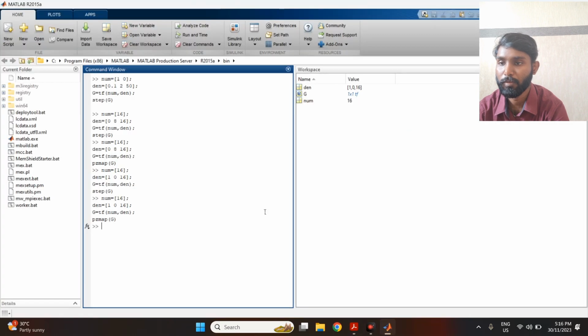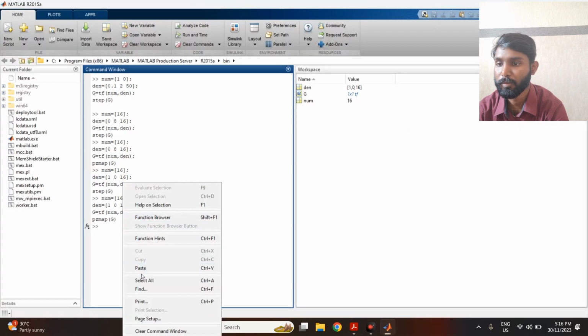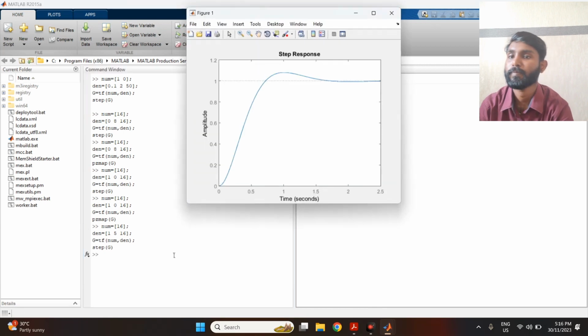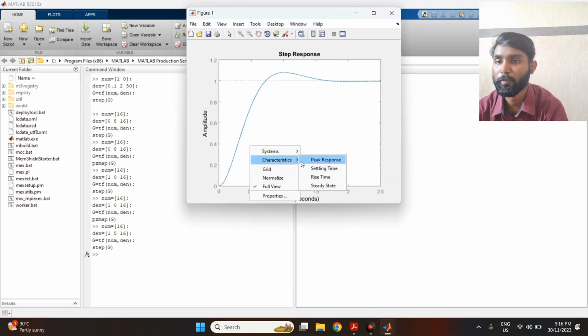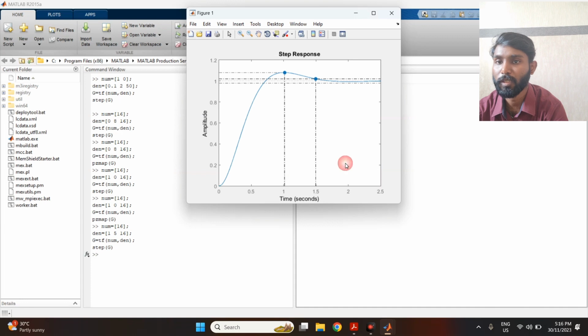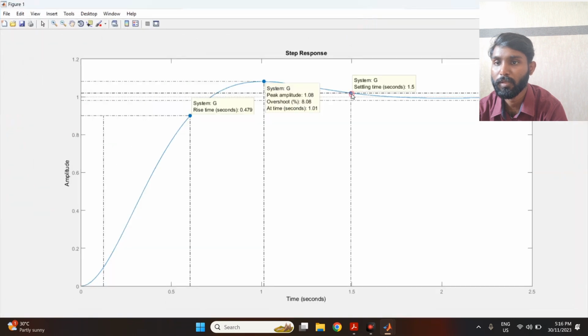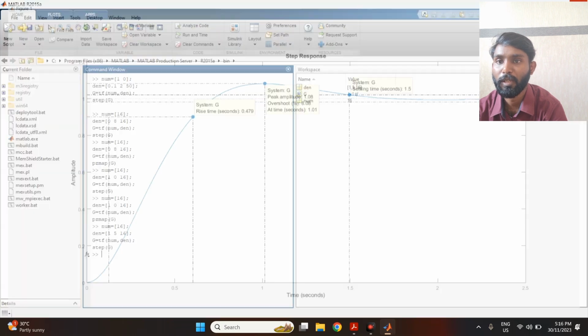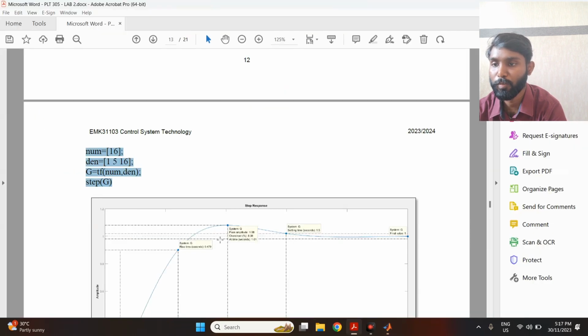Okay, go here. This is the one. We have to put in peak response, settling time, rise time, and steady state. So let's click on it. This rise time is 0.479, the peak amplitude is 1.08, overshoot is 8.08, at time 1.01, settling time is 1.5, and we have to go for the pole zero map.